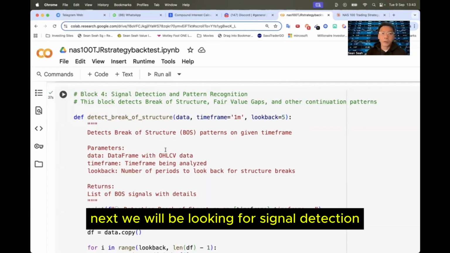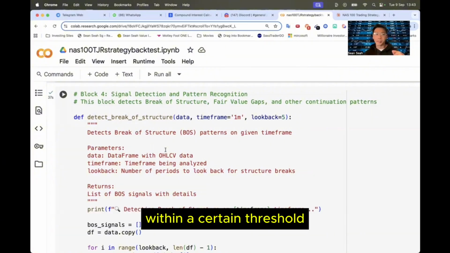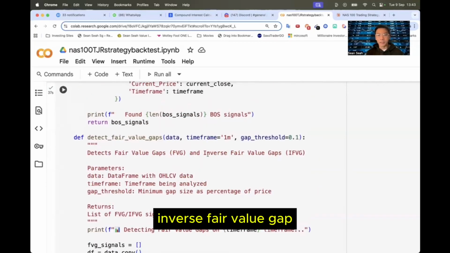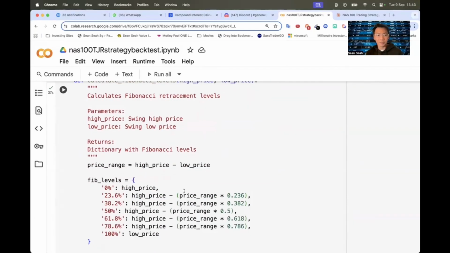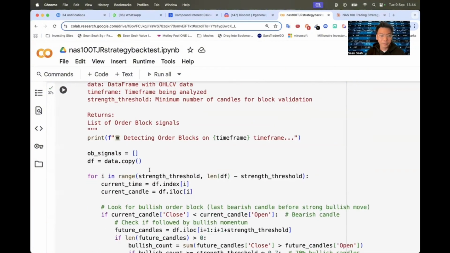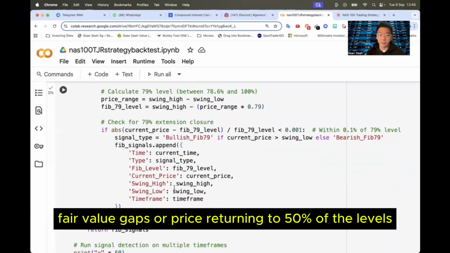Next, we'll be looking for signal detection, meaning to say price is near the key levels within a certain threshold, followed by a detection of either break of structure, inverse fair value gap, or it reaches the Fibonacci retracement levels. It should also be followed by continuation patterns like order blocks, fair value gaps, or price returning to 50% of the levels.